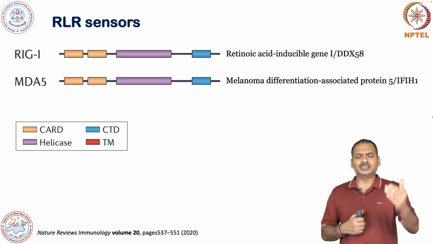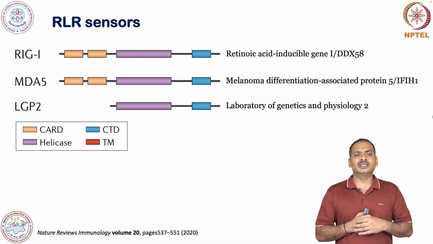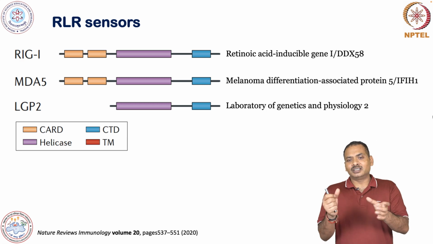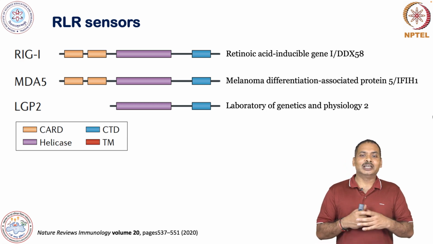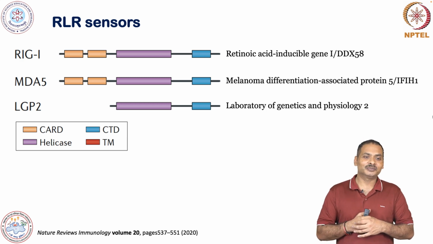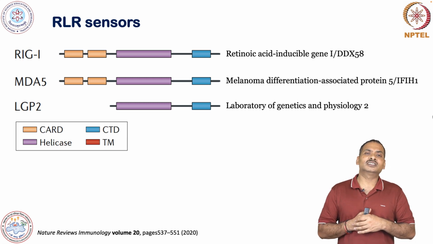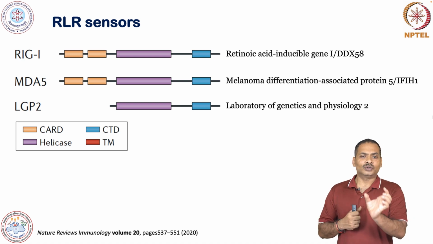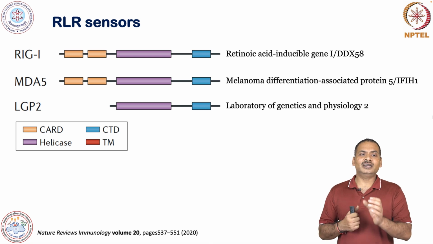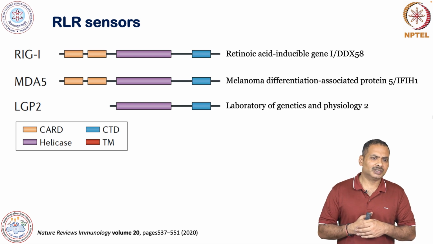So these are two major sensors, and there is one more sensor which we call LGP2. LGP2 is a little different name. It stands for Laboratory of Genetics and Physiology 2, the name of the gene. So this gene or this protein doesn't have a CARD. They have only a helicase domain or RNA helicase domain, and there is a CTD, the carboxy terminal domain.